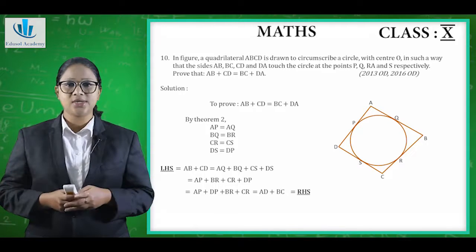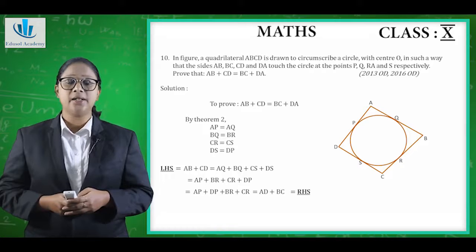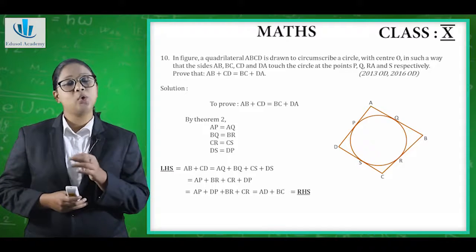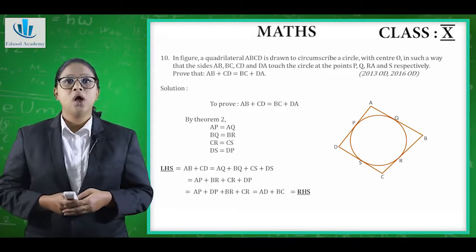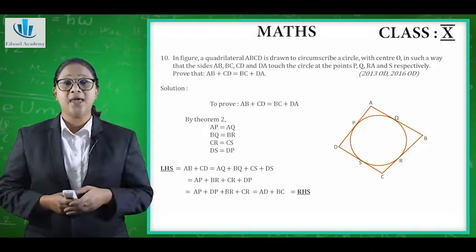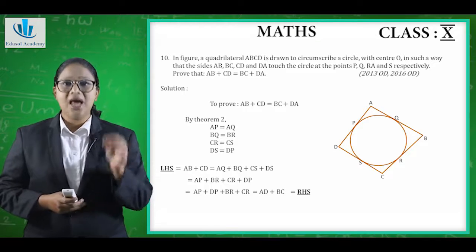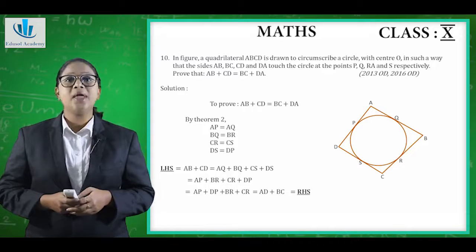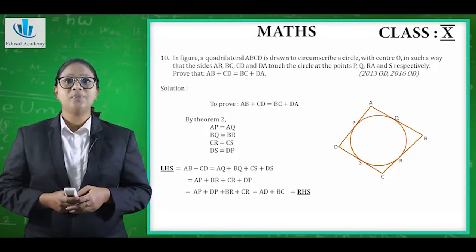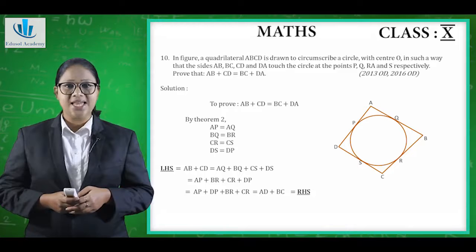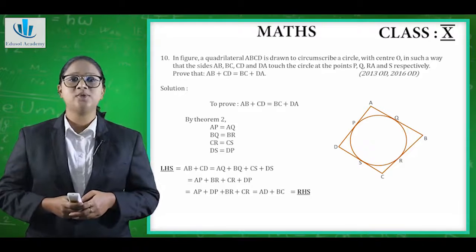There is a quadrilateral ABCD enclosing a circle, touching at the points P, Q, R and S. So we have to apply theorem 2 in all possible tangents. So we will get 4 pairs of equal tangents. We have to list them out. So let's do that. By theorem 2, AP is equal to AQ, BQ is equal to BR, CR is equal to CS and DS is equal to DP.